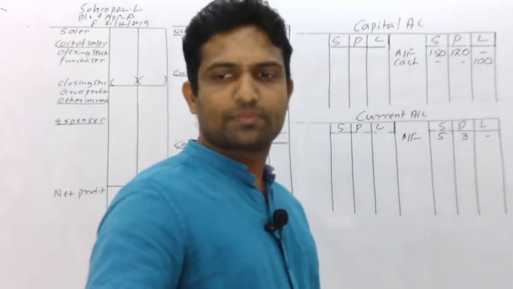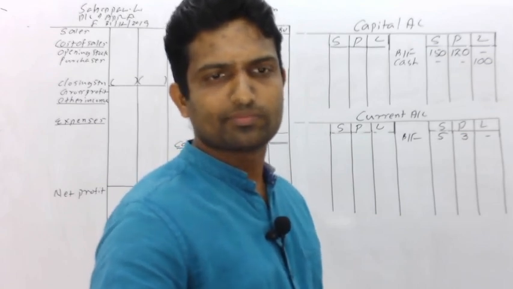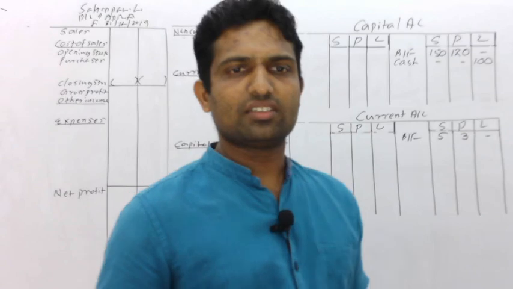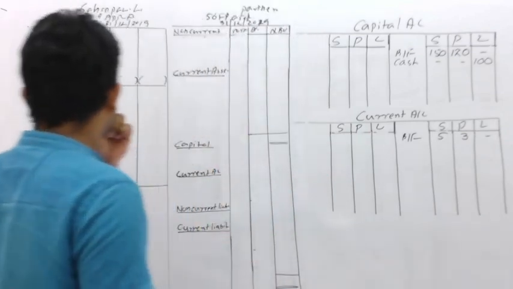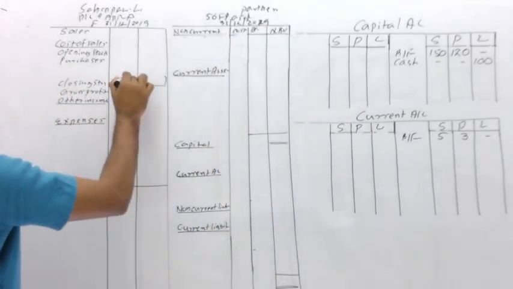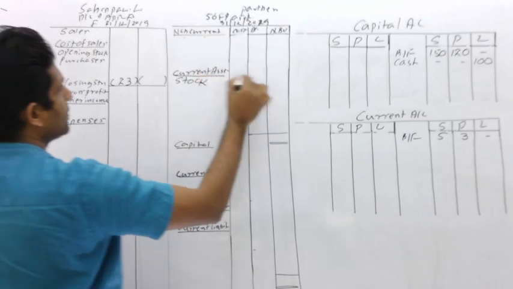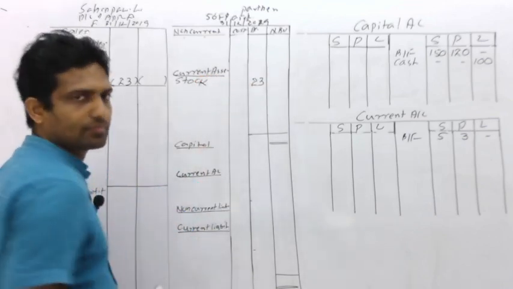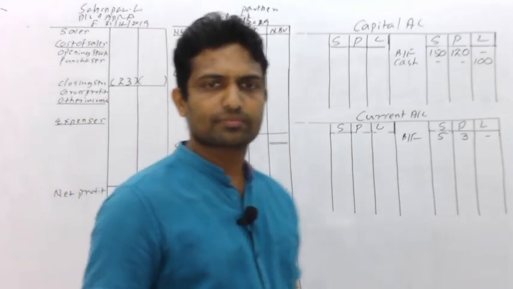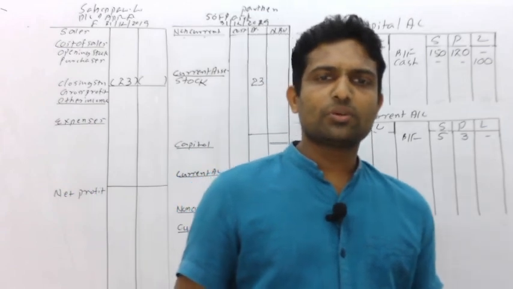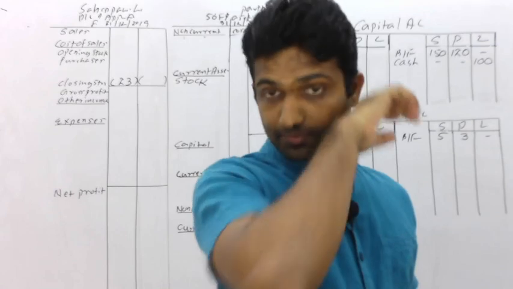Then go to adjustments. Closing stock is given, 23,000. Closing stock you know how to adjust. Deduct it here and show it on the current assets. Next, write off 2,000 as impairment, that is bad debts.